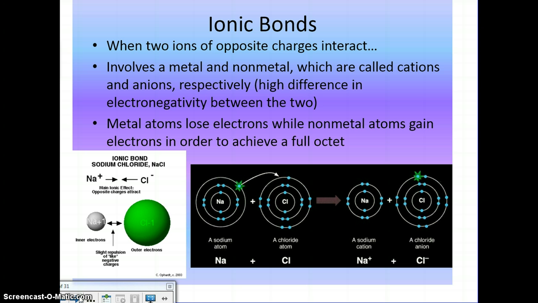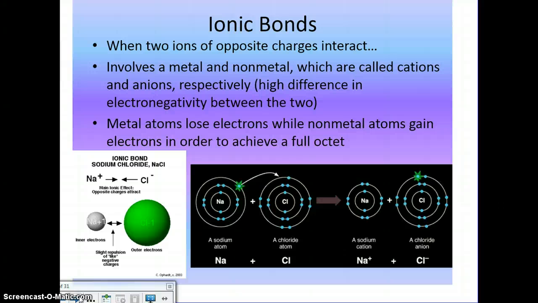In an ionic bond, you have 2 ions that are opposite charges. You have a positive ion and you have a negative ion. Positive ions are metals. Those are the ones that tend to lose electrons, and they're called cations. And then negative ions are called anions, and those are going to be your nonmetals. And so basically we're looking for 2 atoms, metal and nonmetal, that have a big difference in electronegativity. And then they're going to transfer the electrons.